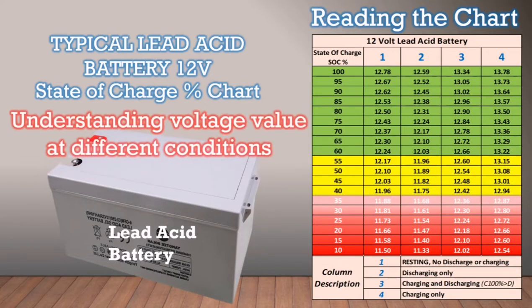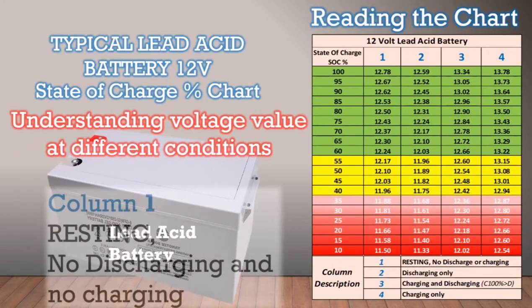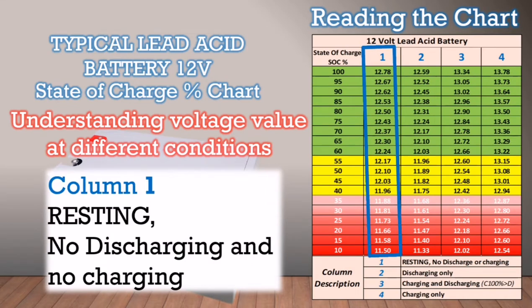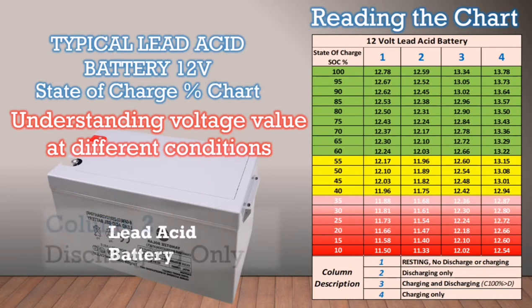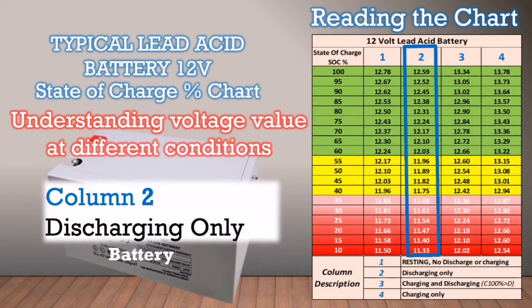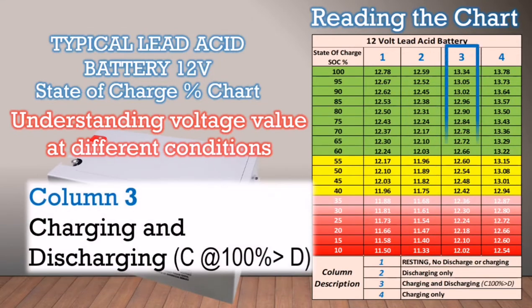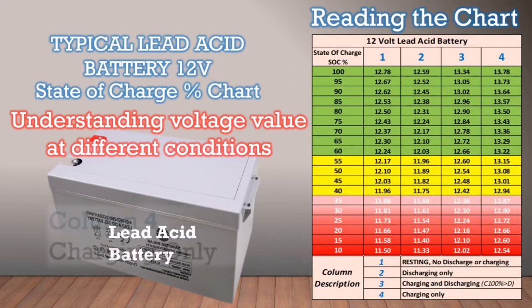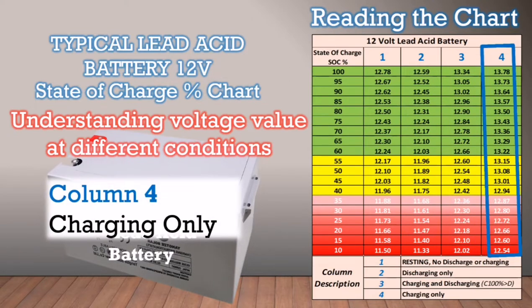What are the battery conditions in a PV power system? First, resting, no charging and no discharging. Second, discharging only. Third, charging and discharging. Fourth, charging only.